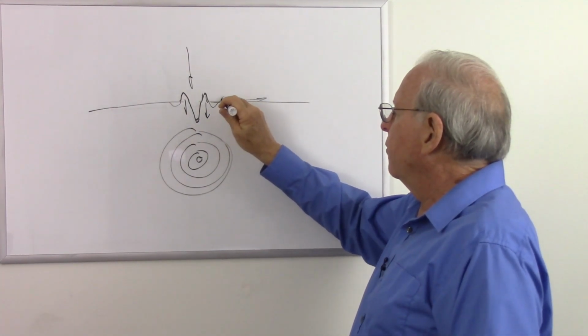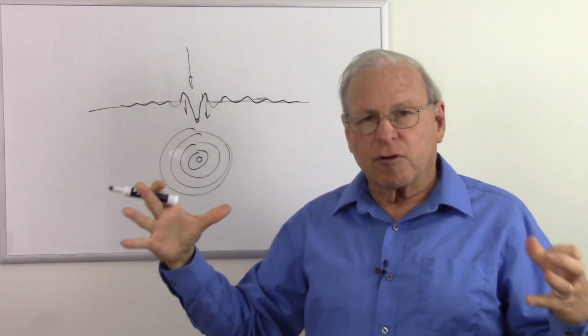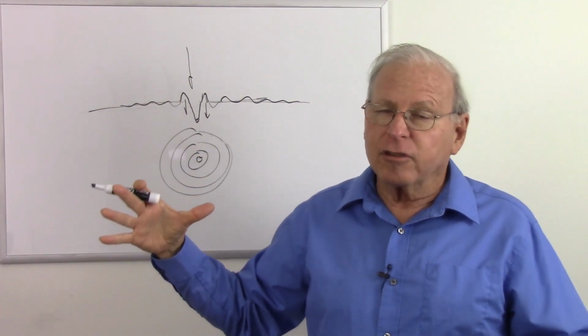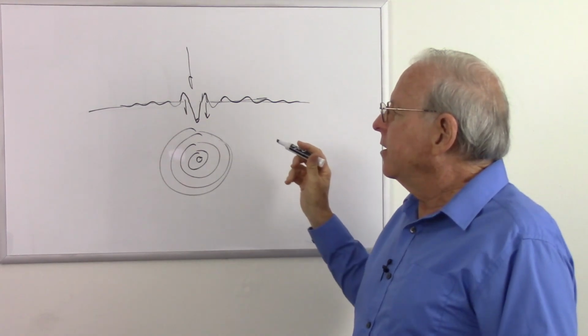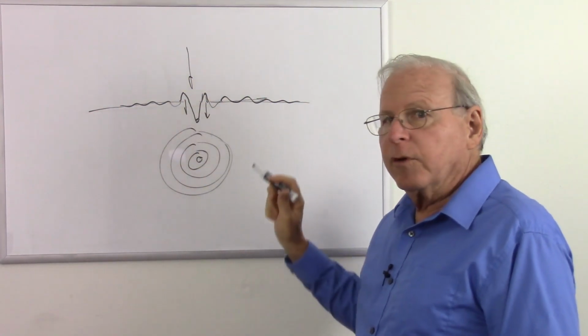And as we get further away, that wave diminishes as the energy is spread out over more and more area, and eventually it's not detectable. And eventually this would dissipate to the point where we're back to our smooth surface again.